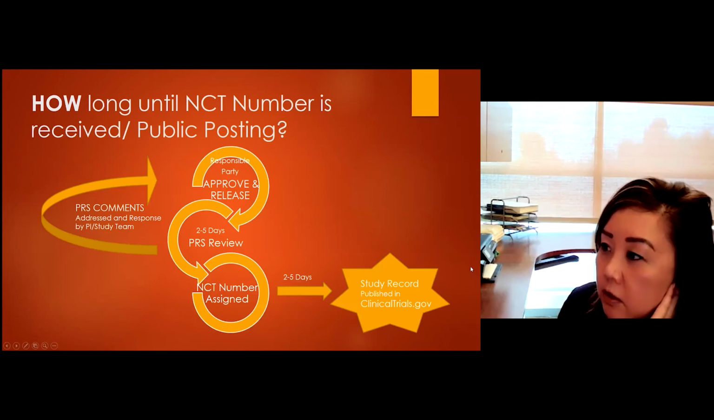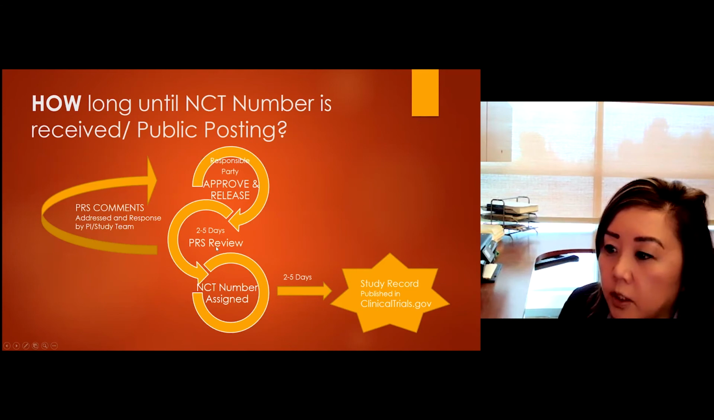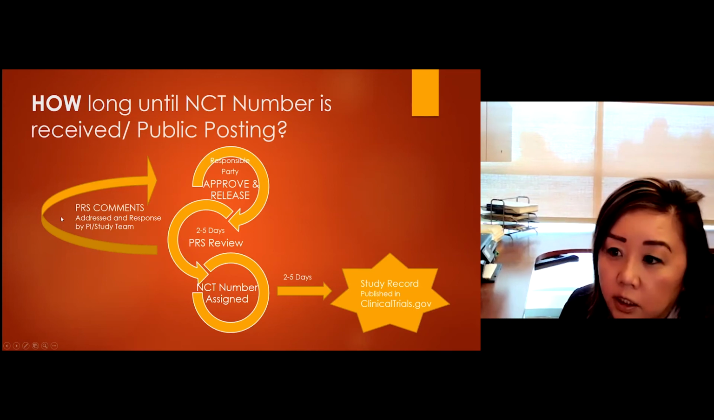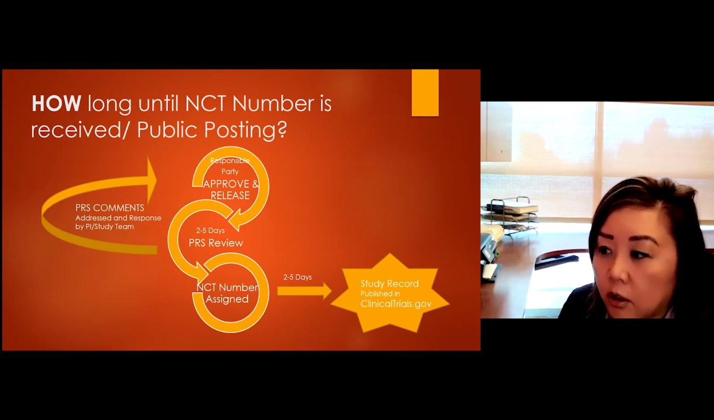And then, how long until the NCT number is received and it's publicly posted? Once the responsible party approves and releases the study, it'll take about 2 to 5 days for clinicaltrials.gov PRS review. Now, if they have comments back to you, you'll have to watch for that study and check back on a weekly basis, depending on how quickly you want this. You should probably check the system weekly to see if any comments have come back, or if it's moved forward.